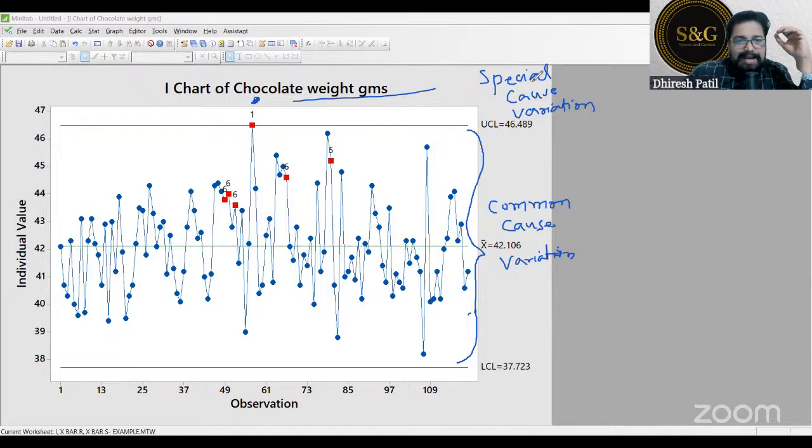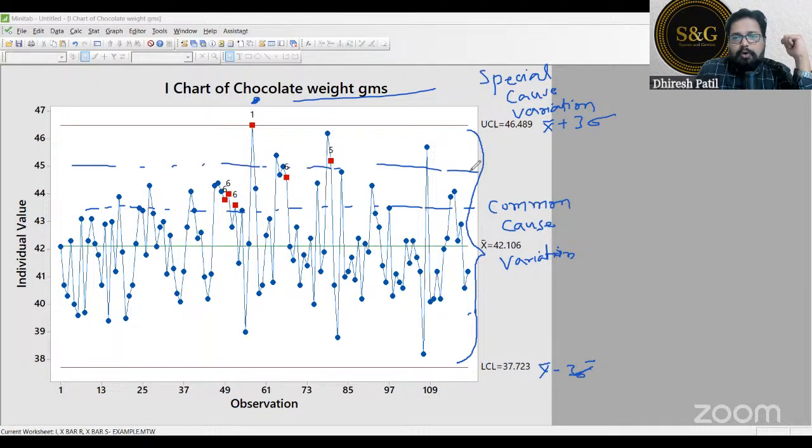So let's try to understand test number 5 and test number 6. Okay, what does this mean? Now understand this. This red line is 3 standard deviations away from x bar, right? 3 times standard deviation. This is x bar plus 3 sigma and this is x bar minus 3 sigma. So here there are a few imaginary lines. For example, let's say there is a dotted line. So this line is x bar plus 2 sigma.